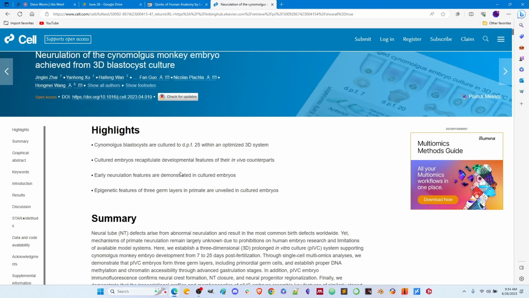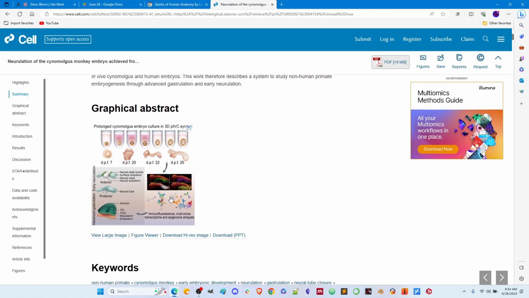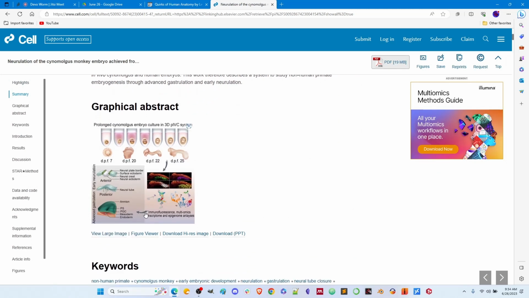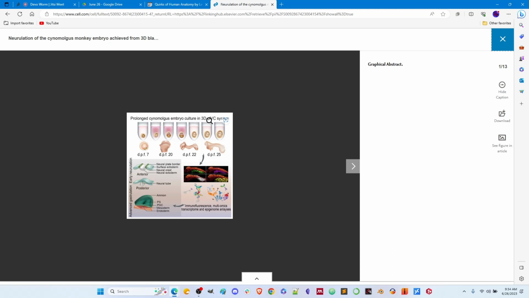Early neurulation features are demonstrated in cultured embryos, and epigenetic features of 3 germ layers in primate are unveiled in cultured embryos. So they're actually able to get the 3 germ layer epigenetic features of that. And I don't know what they mean by epigenetic features, but the graphical abstract is here, where they have this prolonged embryo culture in this special system.